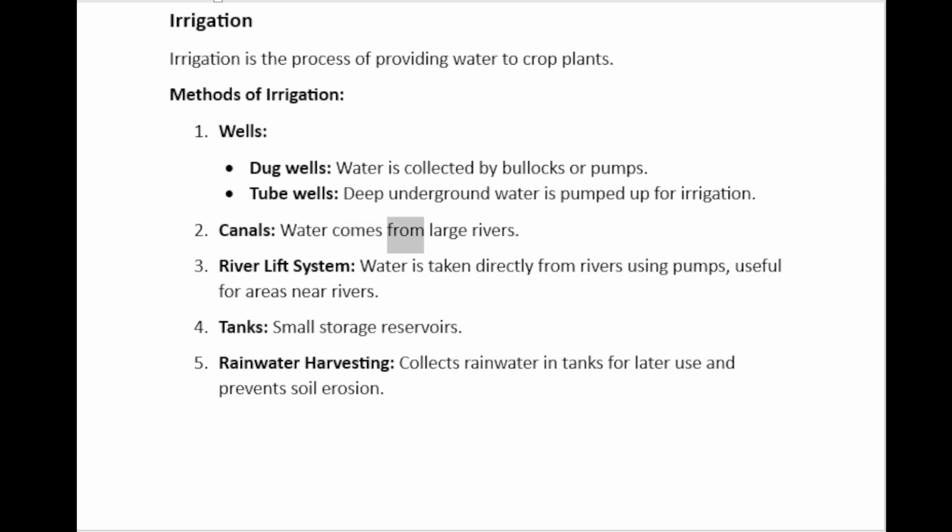Canals, water comes from large rivers. River lift system, water is taken directly from rivers using pumps, useful for areas near rivers. Tanks, small storage reservoirs. Rainwater harvesting, collects rainwater in tanks for later use and prevents soil erosion.